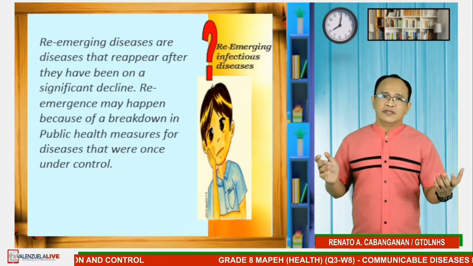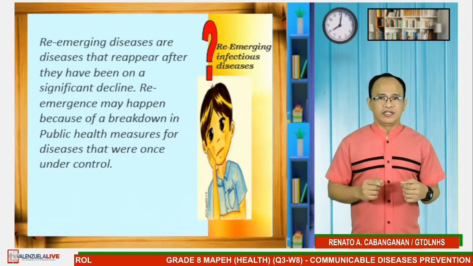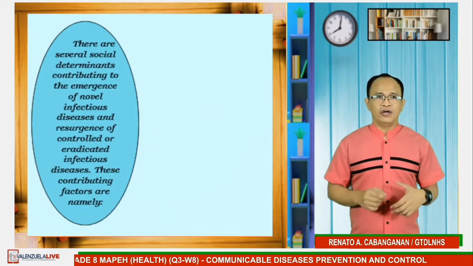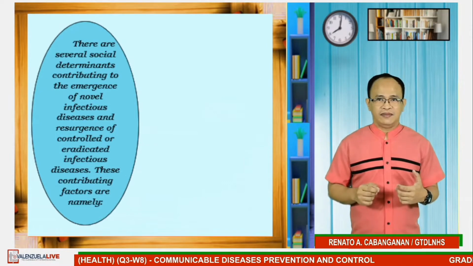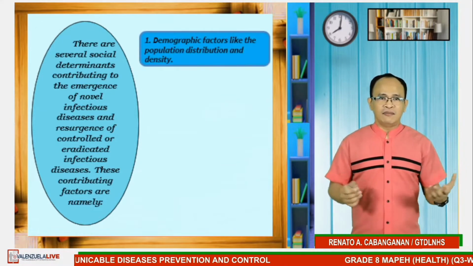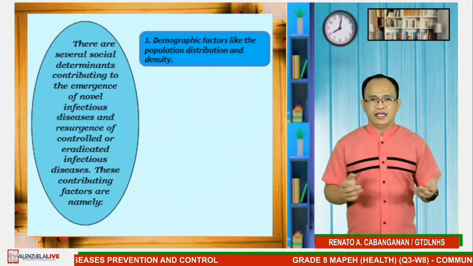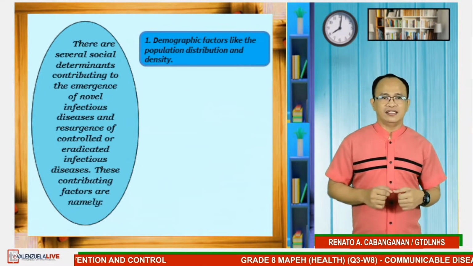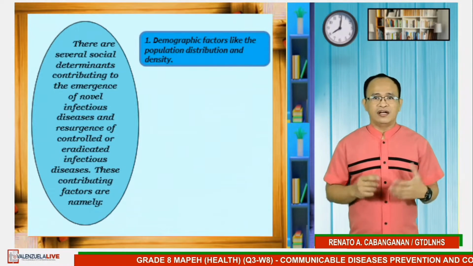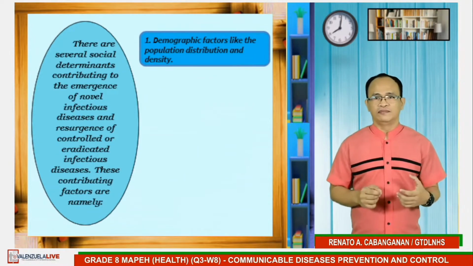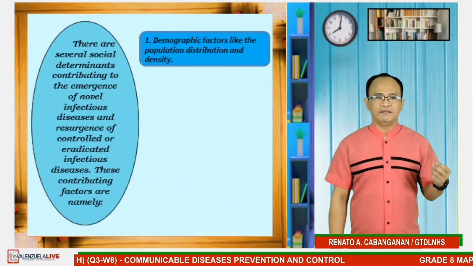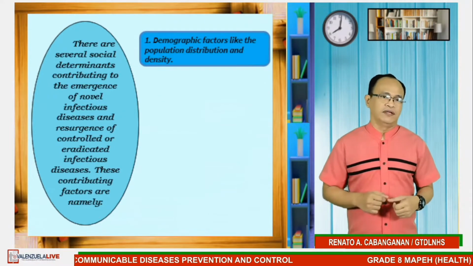Here are some social determinants contributing to the emergence of novel infectious diseases and resurgence of controlled or eradicated infectious diseases. These contributing factors are, namely: 1. Demographic factors, like population distribution and density. The global demographics and distribution of human populations are rapidly changing and will continue to evolve. These factors, perhaps more than any others, are contributing to the globalization of infectious disease problems.